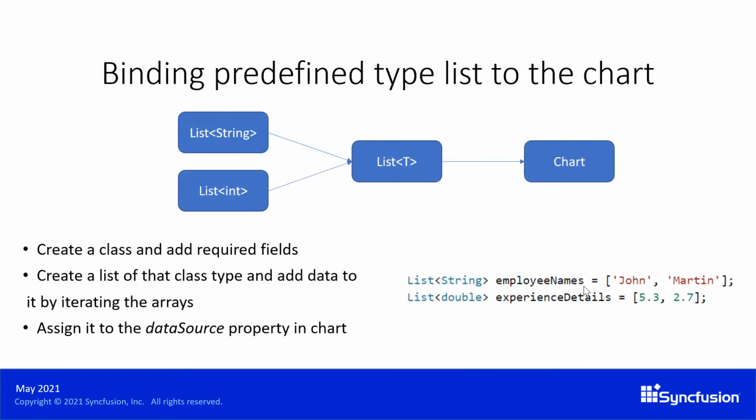Next, I will show you how to bind a list of predefined type to the chart. This is similar to the previous process, but we have to do an additional step in this. As I said in the previous section, the chart will only take the class type list as input for data source. So we have to convert list of predefined types to list of class type, and then we should bind it to the chart's data source. For example, here I have specified two lists, string list and double list. One is for x value and another one is for y value. We have to form a single class type from these two lists, and then we have to bind it to the chart.